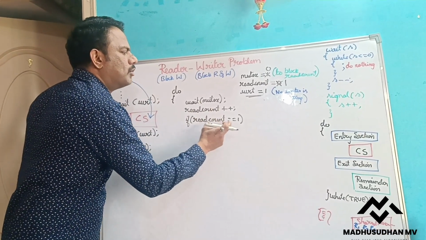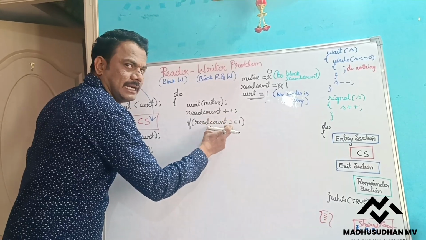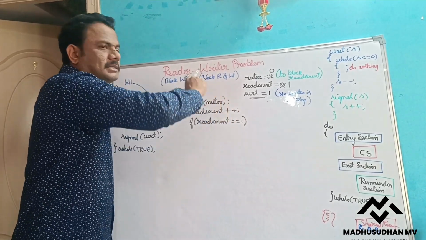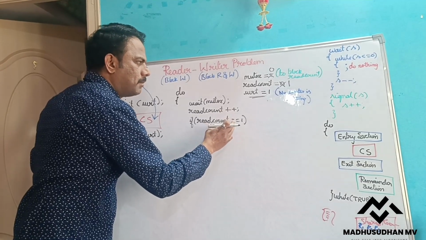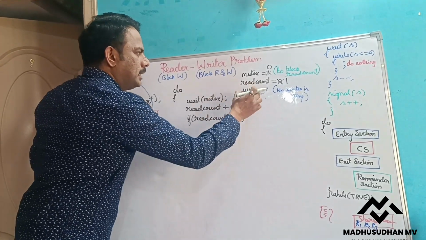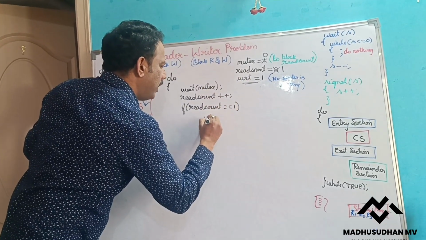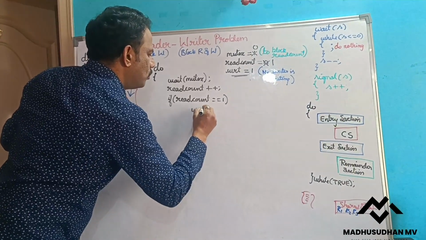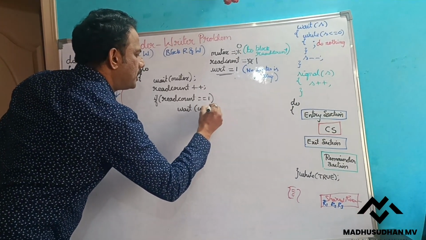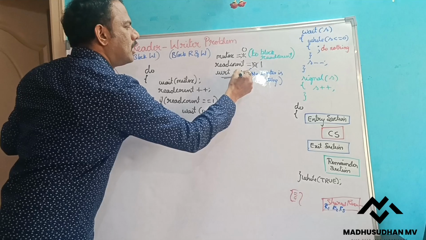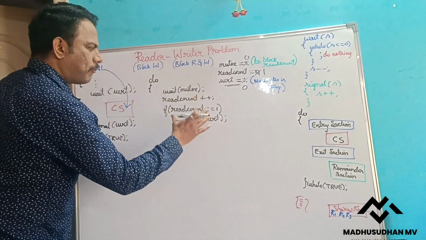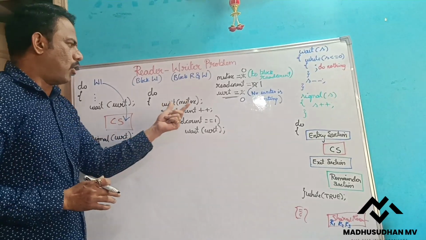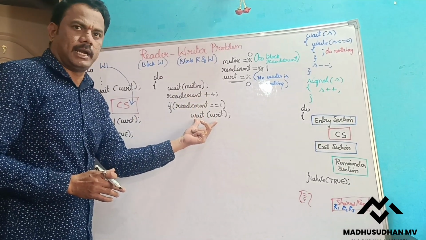That's what I'm checking. If read count is equal to 1, that means the first reader process entering into the critical section has to block. It has to block means it has to decrement this one. Decrement means again you call wait(wrt). Now I made this also 0. That means I blocked the writer.